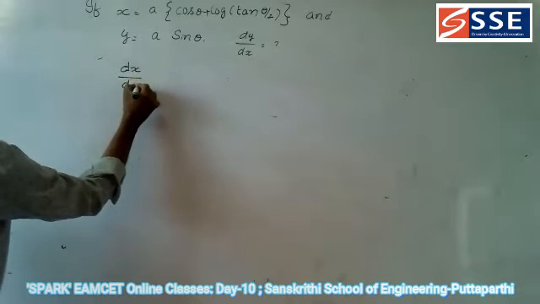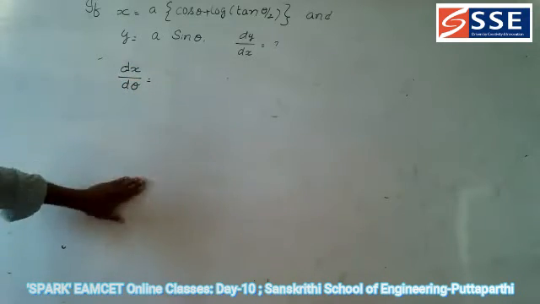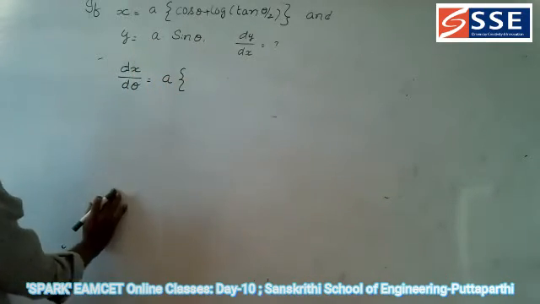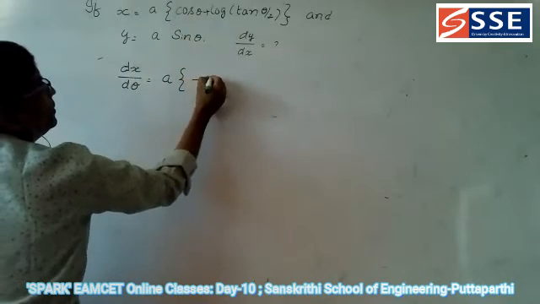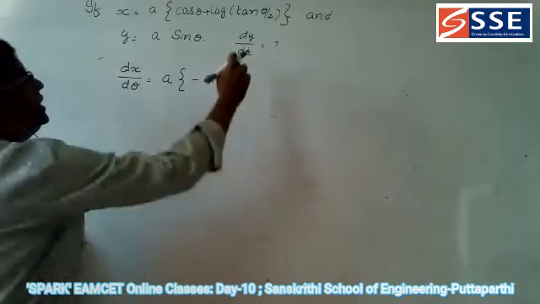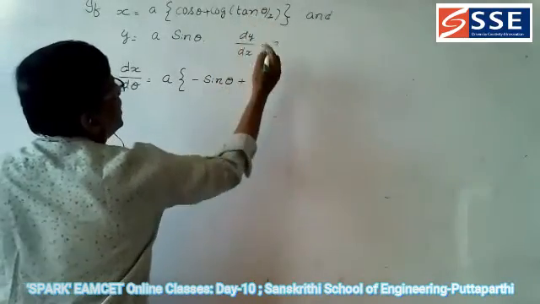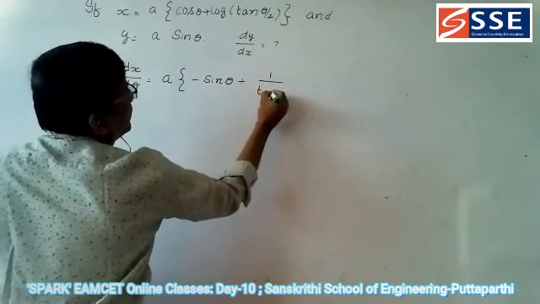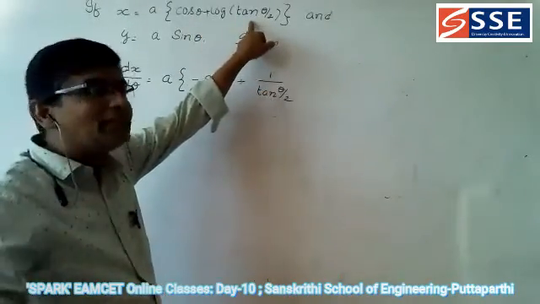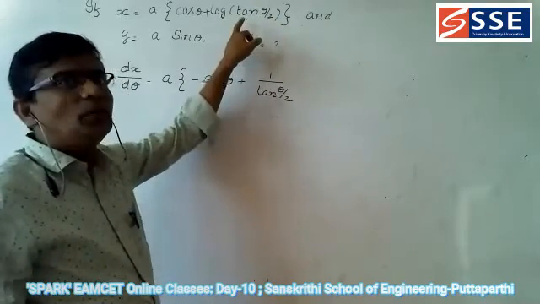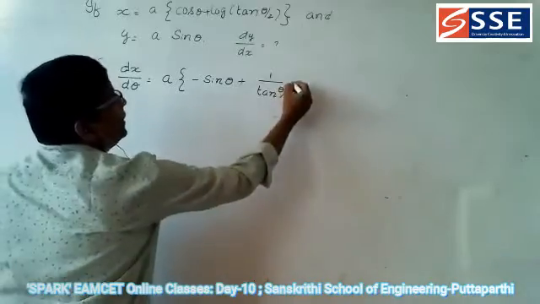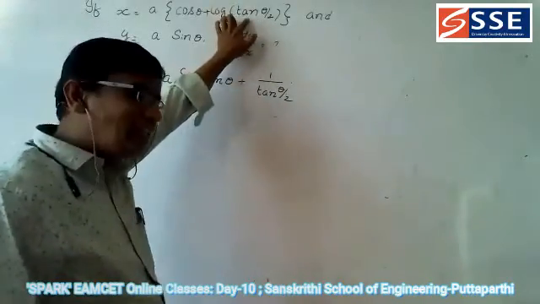Differentiate each and every term with respect to theta. First you can go for x, differentiate the x with respect to theta. So dx by d theta is equal to, as usual, a constant, keep like that, and then differentiation of cos theta is equal to minus sin theta, plus differentiation of log tan theta by 2. Differentiation of log value is 1 by tan theta by 2. Why? Because differentiation of log x is equal to 1 by x. Here x place is tan theta by 2. So the log of tan theta by 2 is equal to 1 by tan theta by 2 into again differentiation of tan theta by 2.